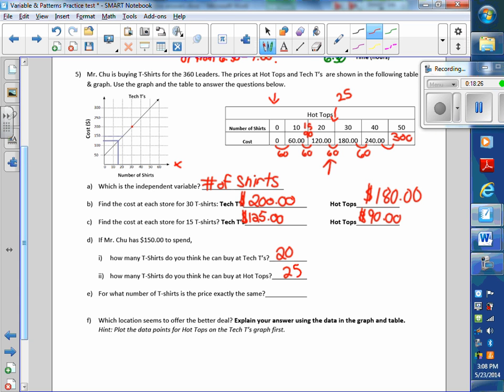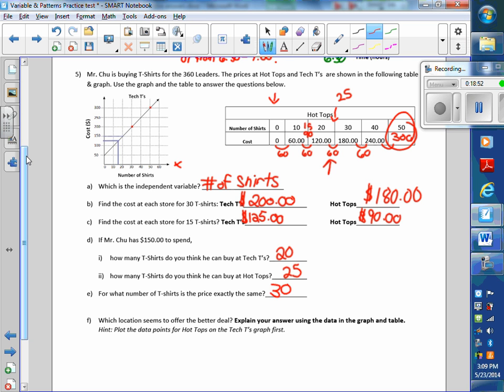And so on your paper it says more, does he get more or less? He gets 5 more if he goes to Hot Tops. On my new version it doesn't. So for what value of the t-shirts is the price exactly the same? 50 t-shirts. 50 t-shirts, they both cost 300. You can see that here. And then there's a 300 there.